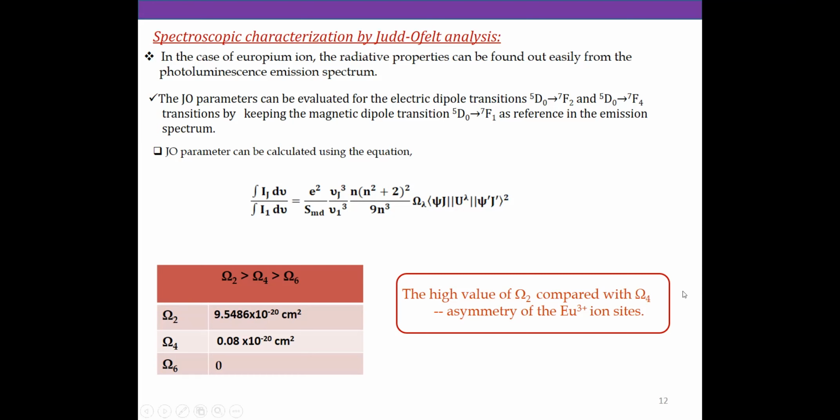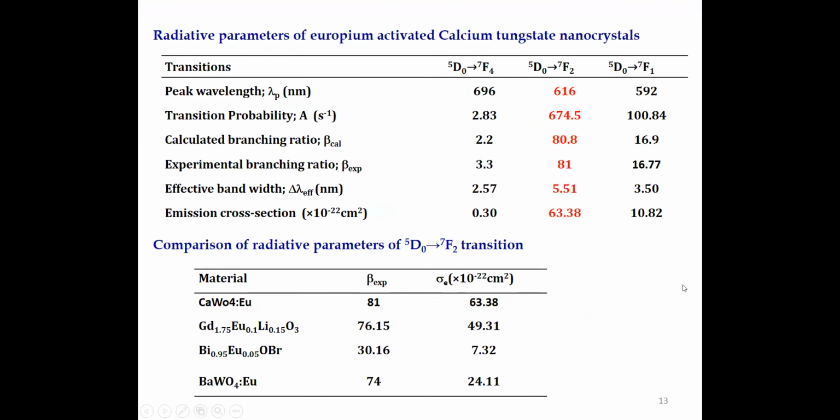And from the evaluated J intensity parameters, that is from the omega parameters, we can find out the different radiative parameters of europium activated calcium tungstate nanocrystal. We have found the peak wavelength, transition probability, branching ratio, effective bandwidth, and emission cross section. We can see from this table that all these radiative parameters are found to be higher for the 5D0 to 7F2 transition, and this matches well with the experimental spectrum also.